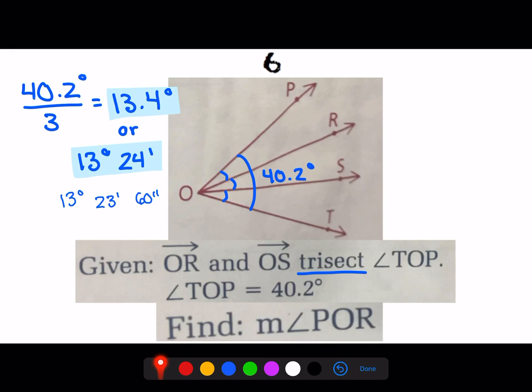Other than that, again, we're looking for angle POR. That's just 1/3 of this entire angle, so it's just going to be the 13.4 degrees. If it's asking for POS, then I'd have to do 13.4 plus 13.4.